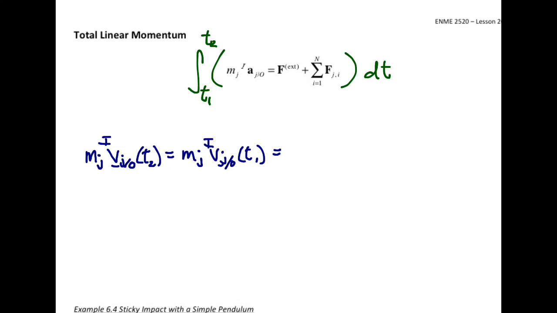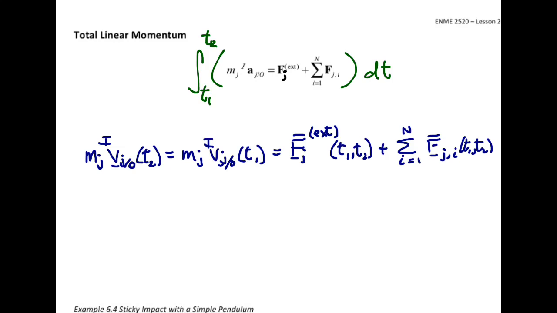We're going to have the impulse due to external forces, using the same notation as before, an F with a bar on top, J, external, across time 1 to time 2, plus the sum of all the impulses due to our internal forces. This will be the impulse F bar J,I, the impulse on particle J by particle I, across time 1 to time 2. And remember, we can use our notation in which we call this P.